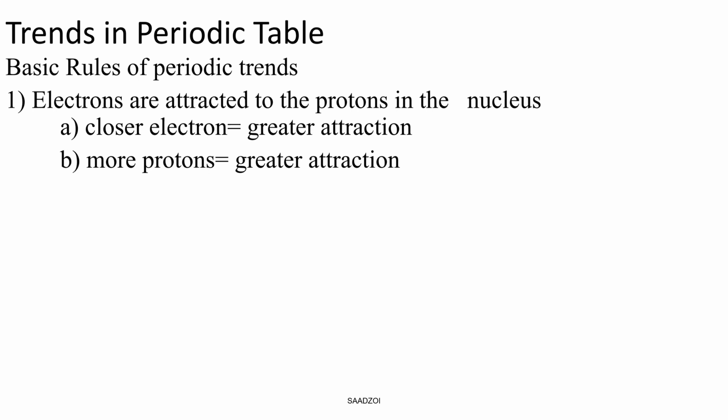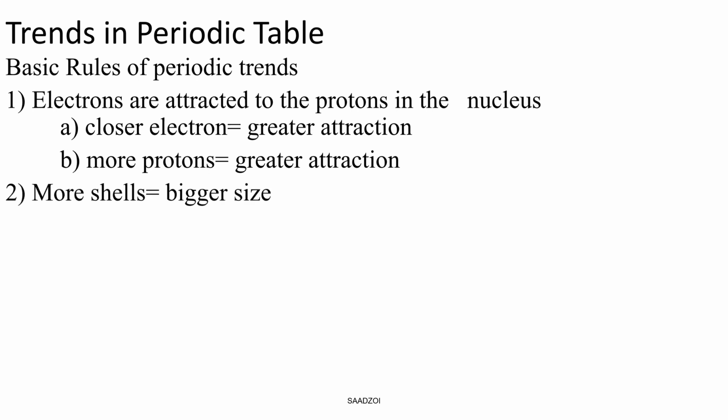So when you look at the periodic table, you notice the atomic number goes up as you go left to right. It increases as you go left to right, which means that you're adding more protons. So what do you think happens to the attraction of the nucleus to the electrons as you go left to right? That's right, it increases. Why? More protons means more attraction.